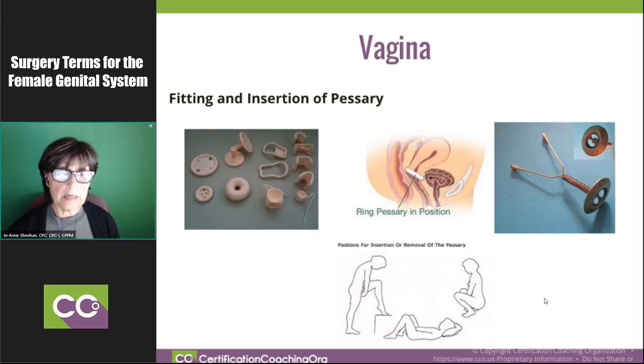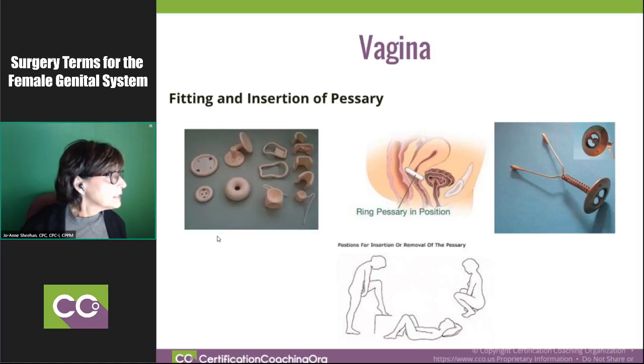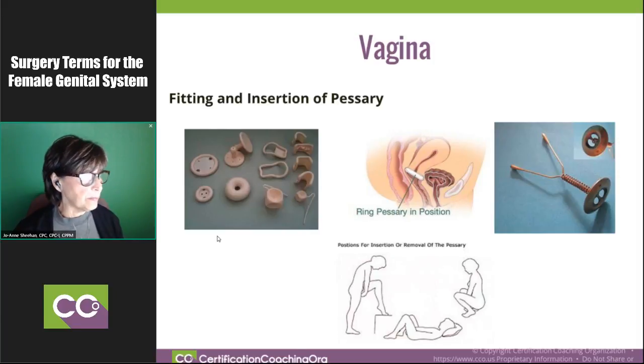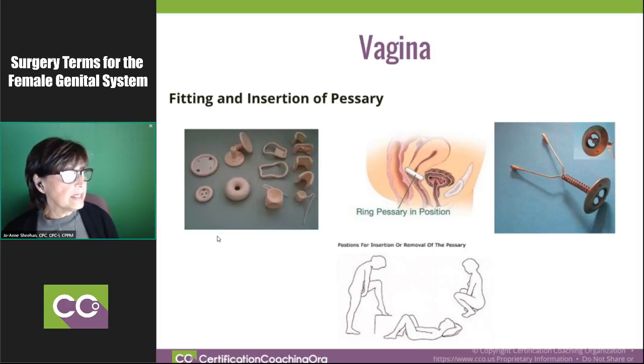And here are some examples of what a pessary will look like depending on the female anatomy and the type of problem. Now, let's see. What if a patient had an IUD removed in the emergency department? How would you code for that? I'm going to be covering that very shortly. And would you use an E&M code for an ER visit and an additional code for the removal of the IUD? That, Whitney, would depend on the situation.